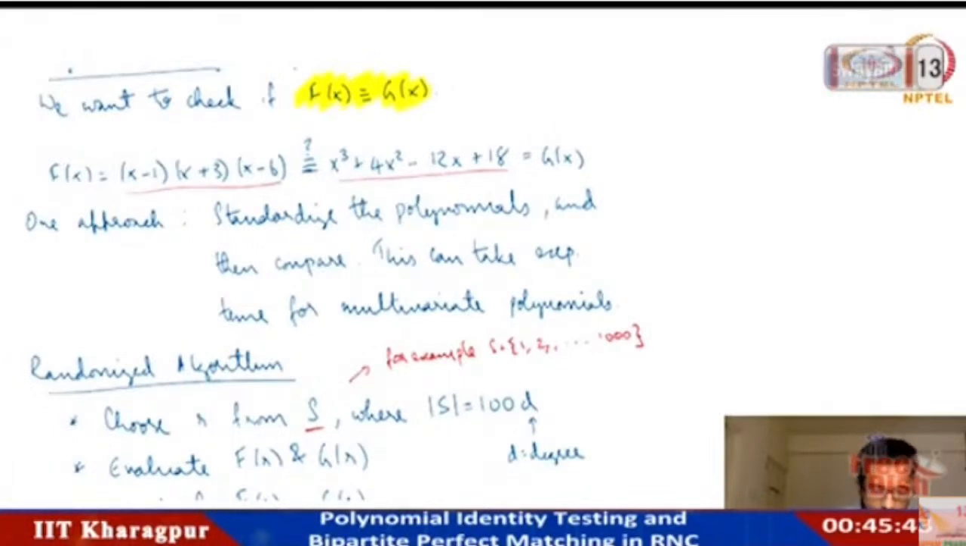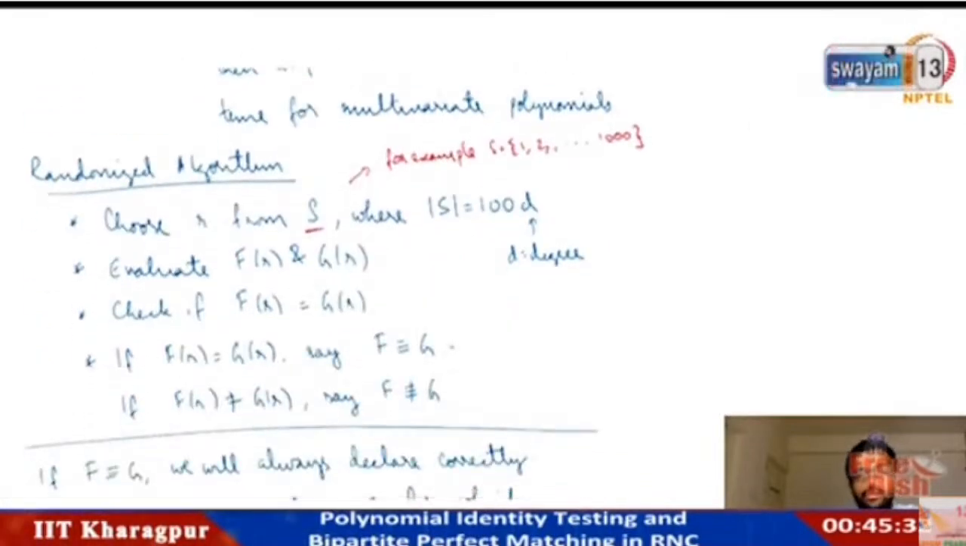For f it is just 10 minus 1, which is 9; 10 plus 3, which is 13; 10 minus 6, which is 4. So 9 times 13 times 4, it's a product, right? So it's one thing to evaluate and one thing to expand without evaluating. So just evaluate the polynomials at r, both the polynomials, and then check whether they are the same.